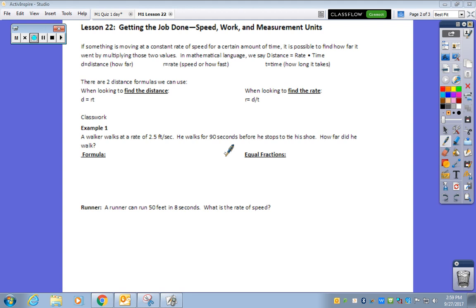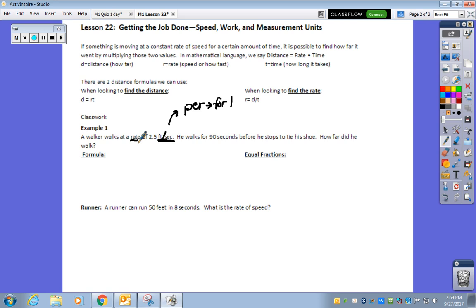Example 1 says a walker walks at a rate of 2.5 feet per second. Now something that I'm going to show you is that when we see something along this line, a distance per something, and this slash here, that means per, or for one. So this is saying that somebody's walking 2.5 feet every second. So that is their rate.